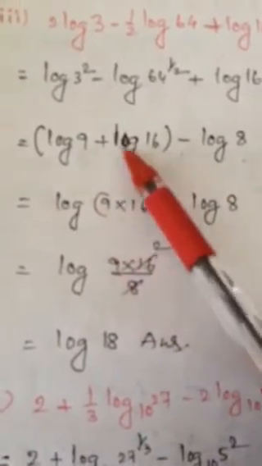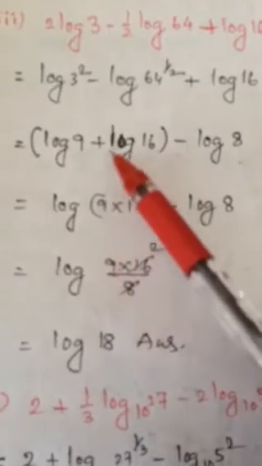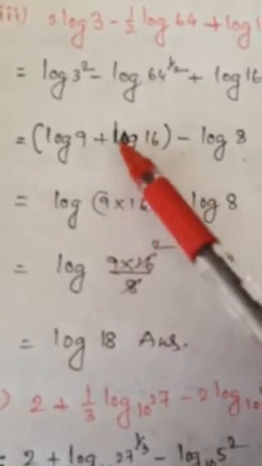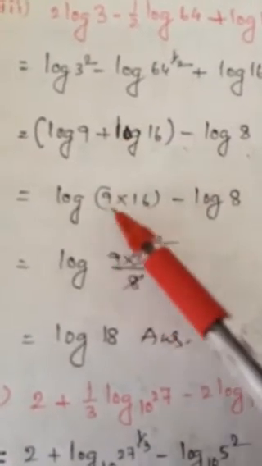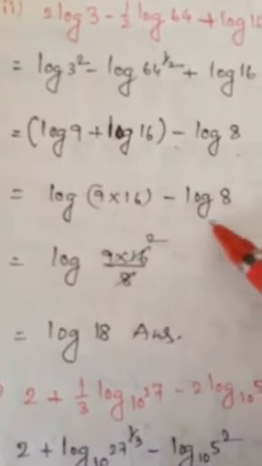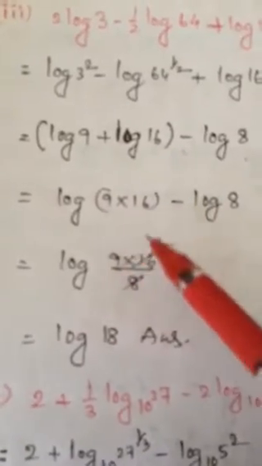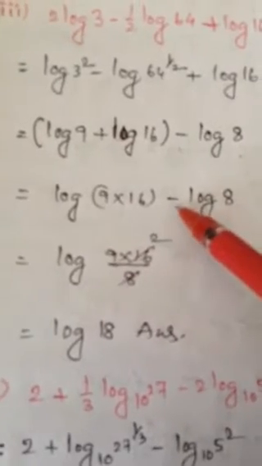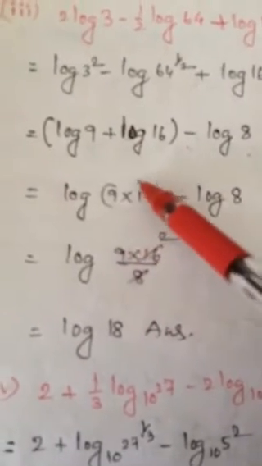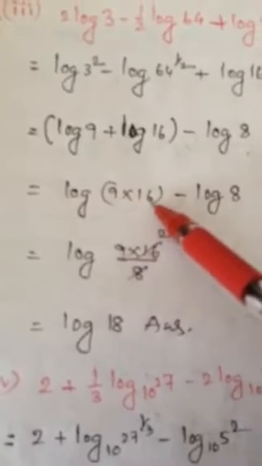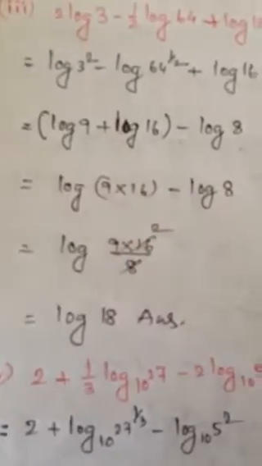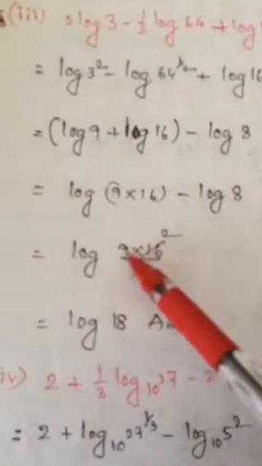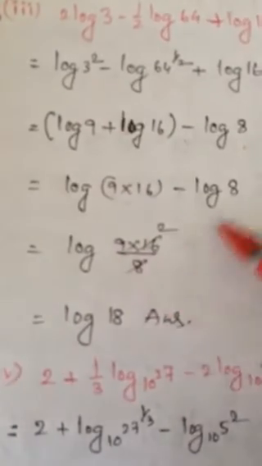This is the product law. Applying the product law, addition changes into multiplication, so log 9 multiply 16 minus log 8. Now again, what is this? Subtraction. Subtraction changes into division. You can multiply also, or without multiplying you can write it, no problem. So log 9 multiply 16 divided by 8.